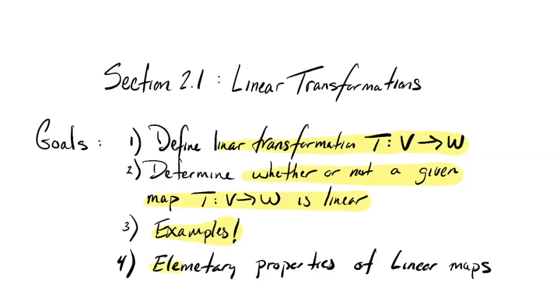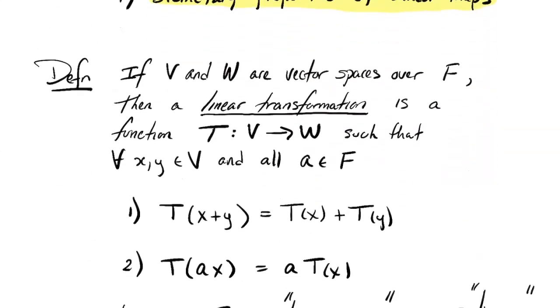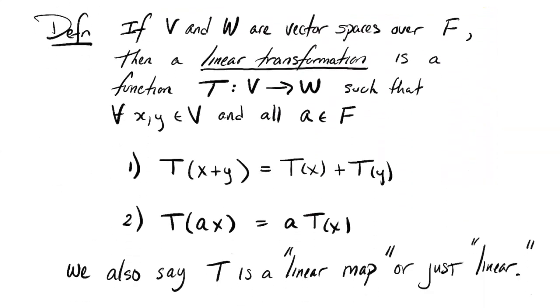And then we're going to end with some elementary properties of linear maps that I'll sketch proofs of or try to write some careful proofs of. Okay, so that's kind of what's on the docket. Let's get going. Definition, I've got it already written out here.